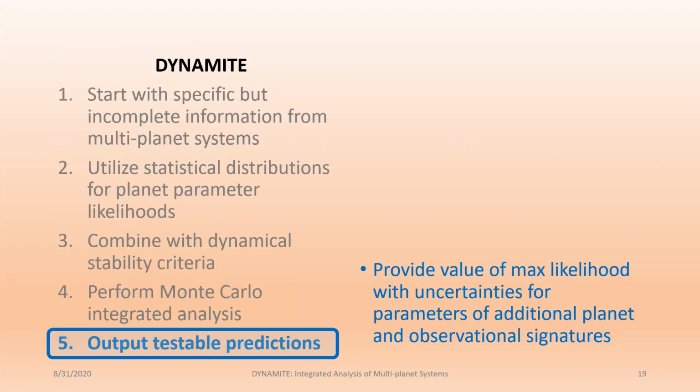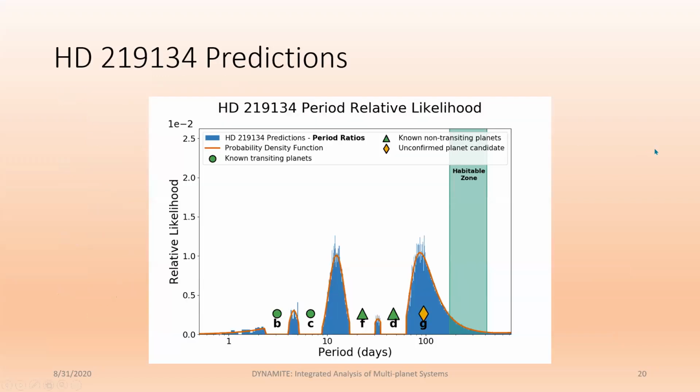Finally, we output the predictions from the Monte Carlo analysis for each planet parameter, as well as the observational signatures that such a planet would produce, so that the predictions can be tested by follow-up observations. Going back to the example system, HD 219134, from before, this is Dynamite's output prediction for the likelihood in log period space using the equal period ratio prescription.